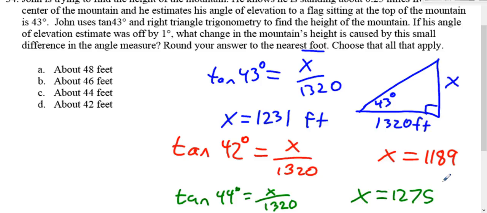So it asks what the difference would be in the mountain's height. 1231 minus 1189 gives us a difference of 42 feet. And if we did the other one, 1275 minus 1231, that's a difference of 44 feet. So those are the two differences, 44 feet and 42 feet.